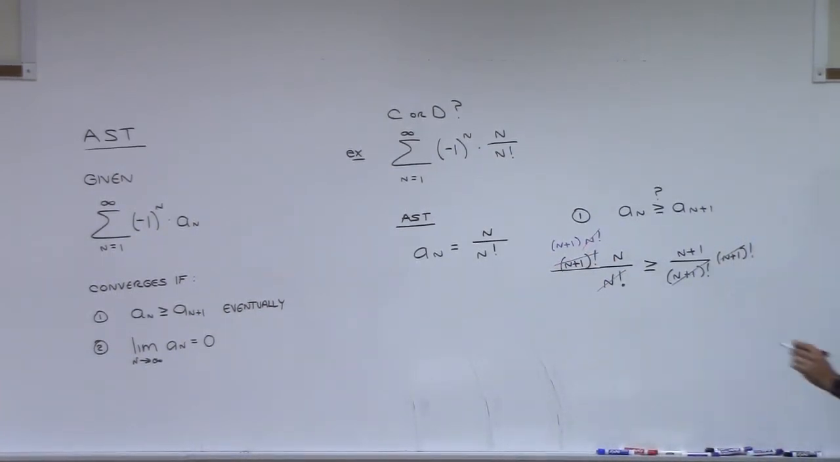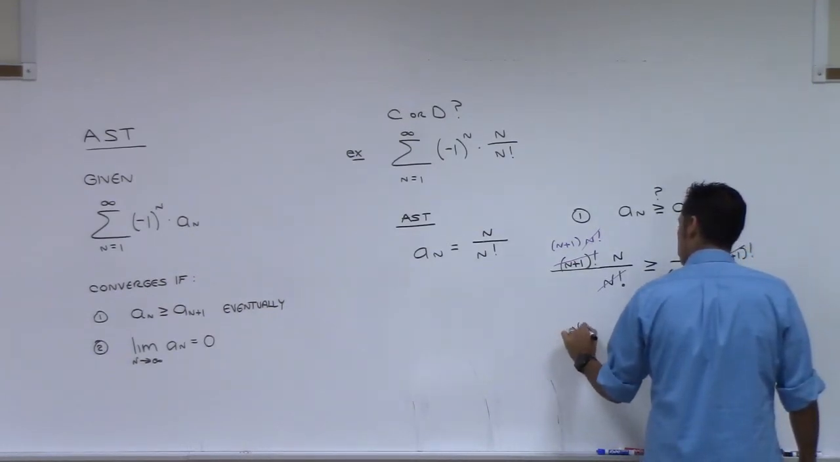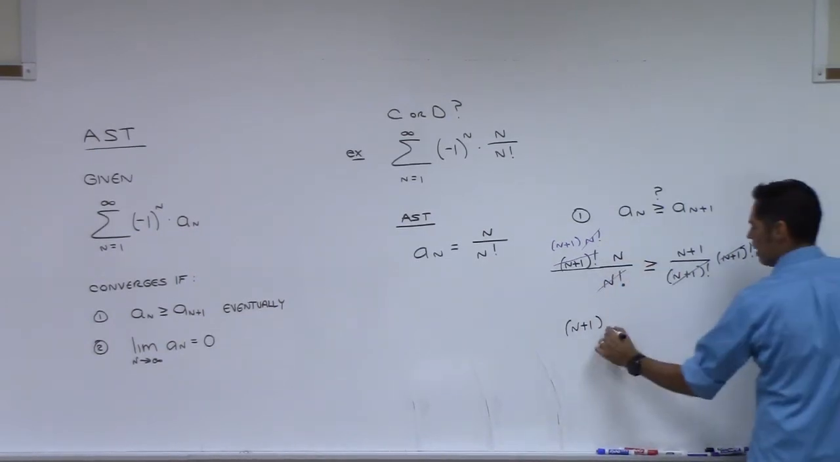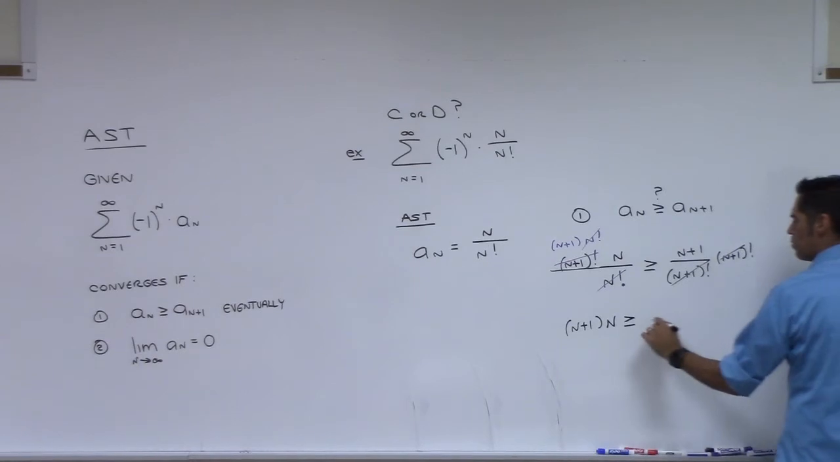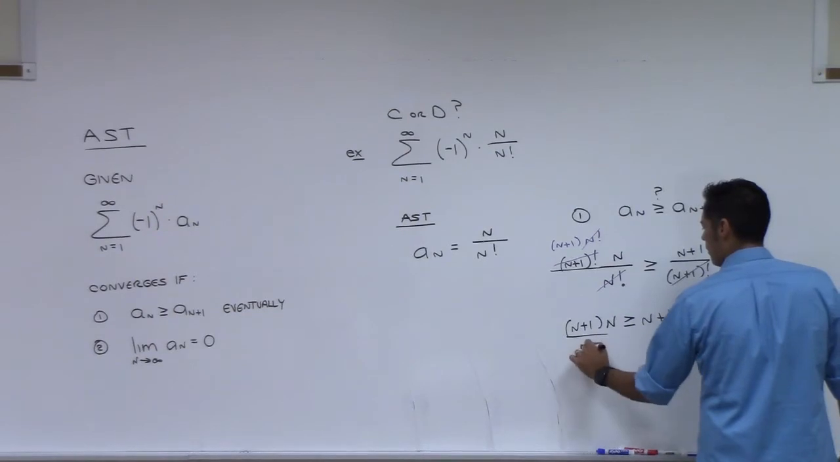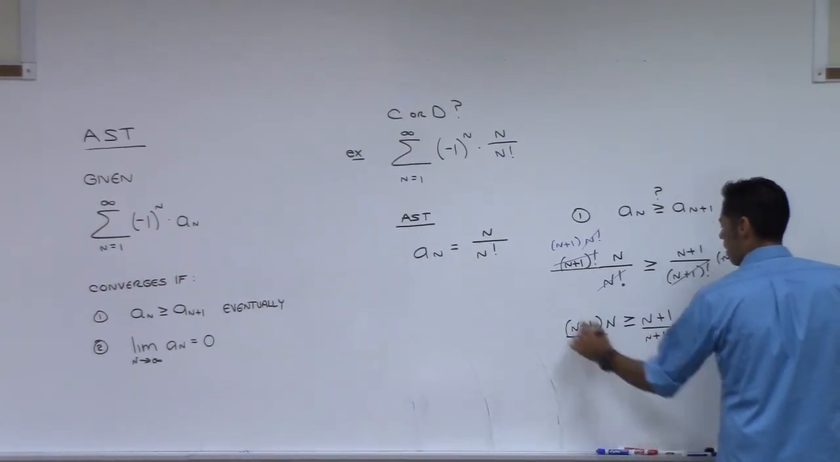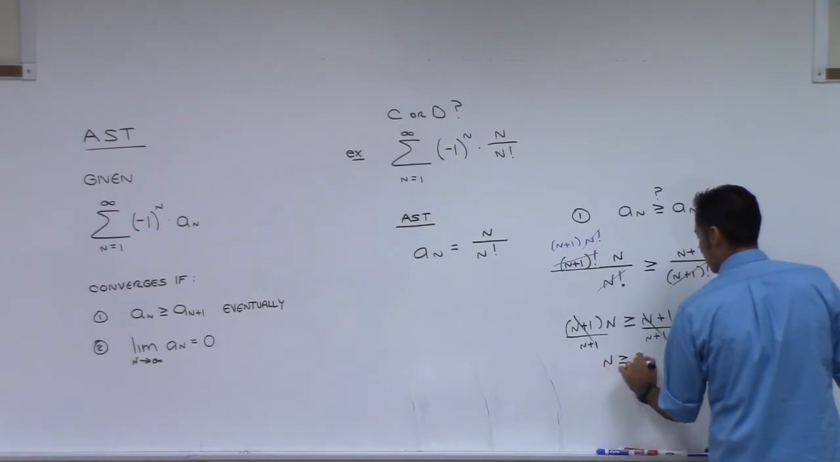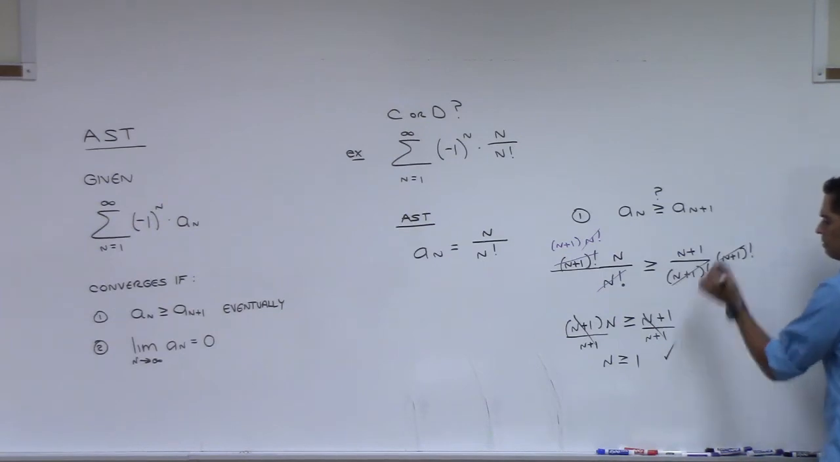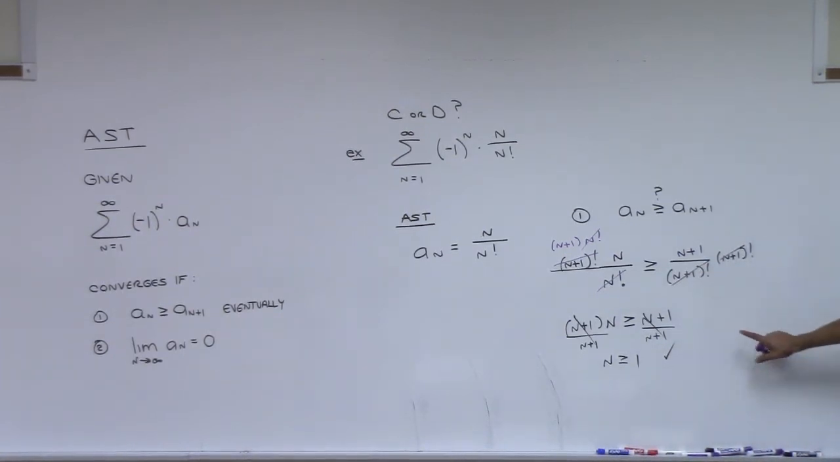Okay, let's see where we are now. We are at n plus 1 times, what's still over here? n plus 1 and n. Is that bigger than or equal to n plus 1? Is that true? We could divide both sides by n plus 1 right now, couldn't we? So if I divide both sides by n plus 1, cancel, cancel, we get n is bigger than or equal to 1. Is that true? It's always true, because we're going to start at n equals 1. So the first condition holds. Any questions on the first condition?